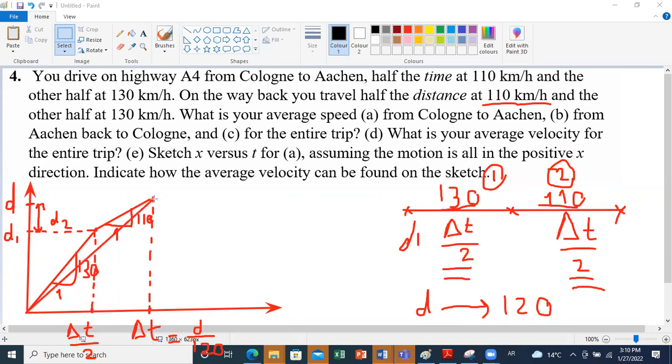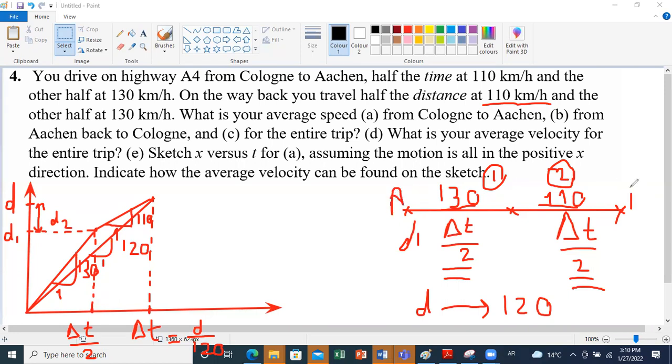Okay, so mathematically this will be clear that if I take this slope, it will be 120 over 1. Okay, now this is for when I go from A to B.